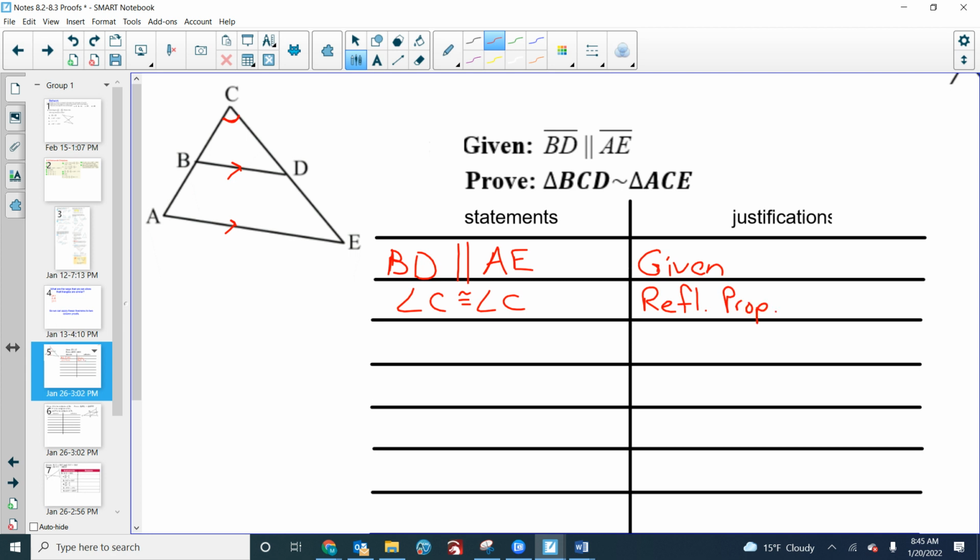Who else can help me out here? Would angle A be congruent to angle CBD? Angle A congruent to angle, what did you say, McKenna? CBD. Perfect. Good job. Do you have a reason for that, McKenna, or do you need some help? Consecutive angles. Not consecutive. Corresponding. Yep.